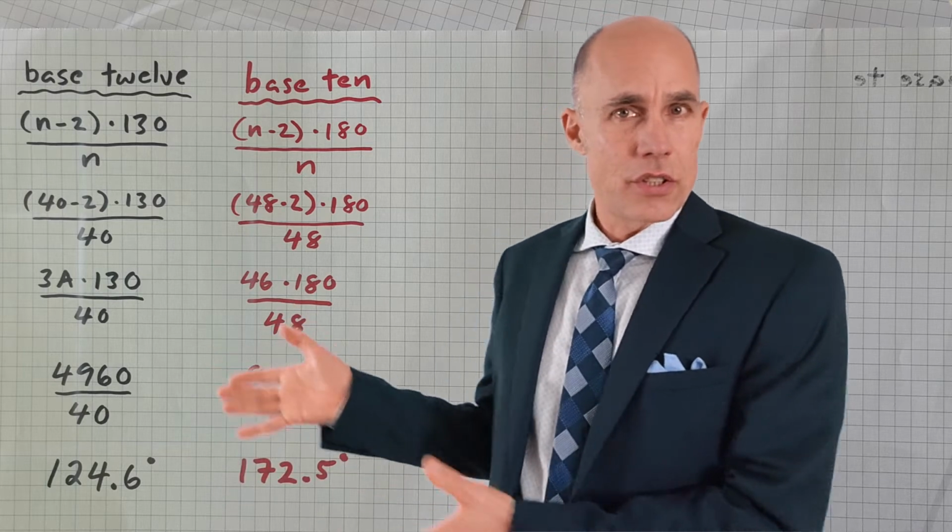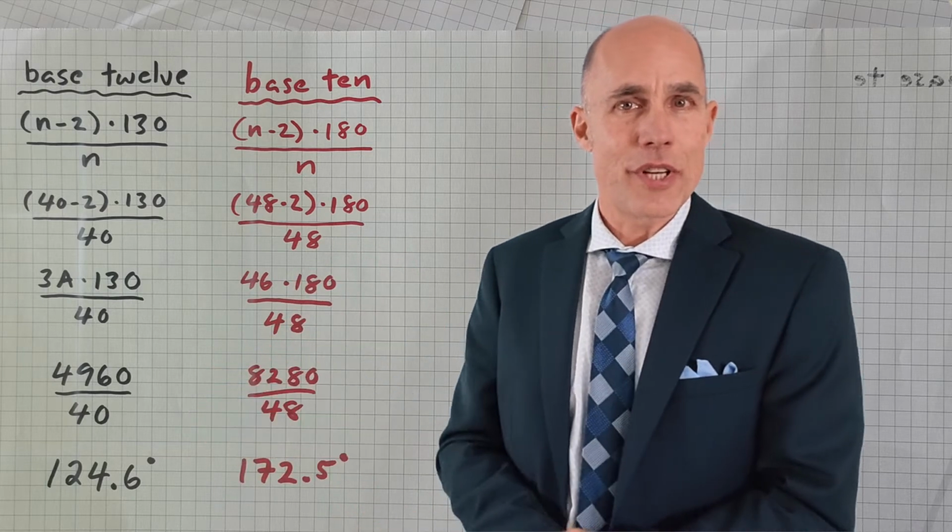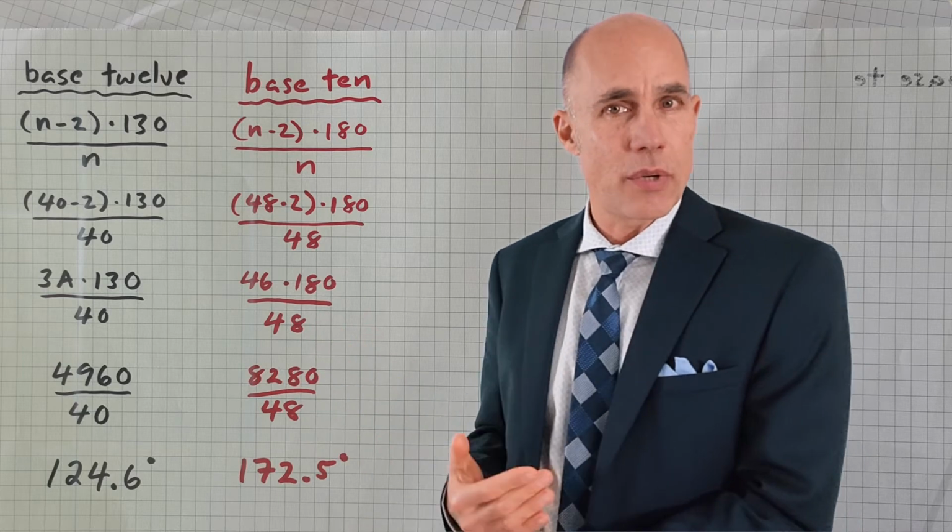So we get the answer. I haven't memorized it, but there it is right there. So that's the interior angles of the second ring of the diagram.